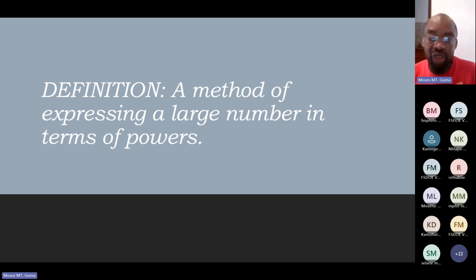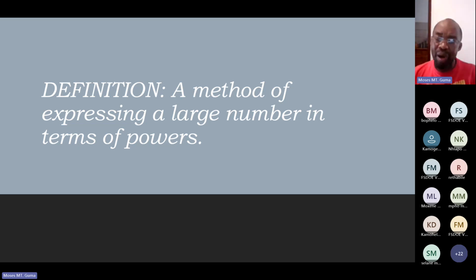What I'm going to start with first is the definition. I never want people to do something that they don't know what it means. Now, a definition: what does an exponent really say? An exponent or exponential method is a method of expressing large numbers in terms of powers. We know that in mathematics, at times we can work with very big numbers. We just want to express such numbers in terms of powers.